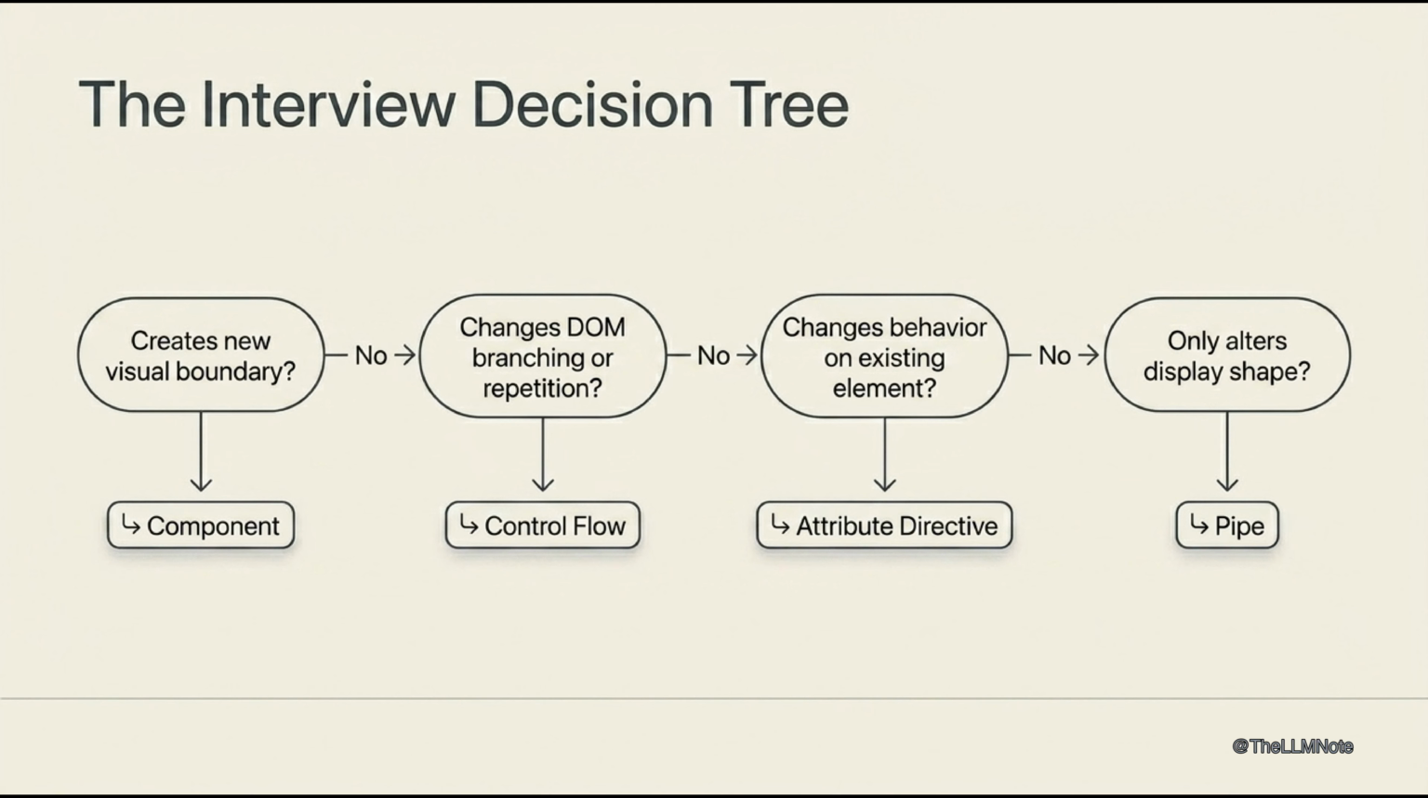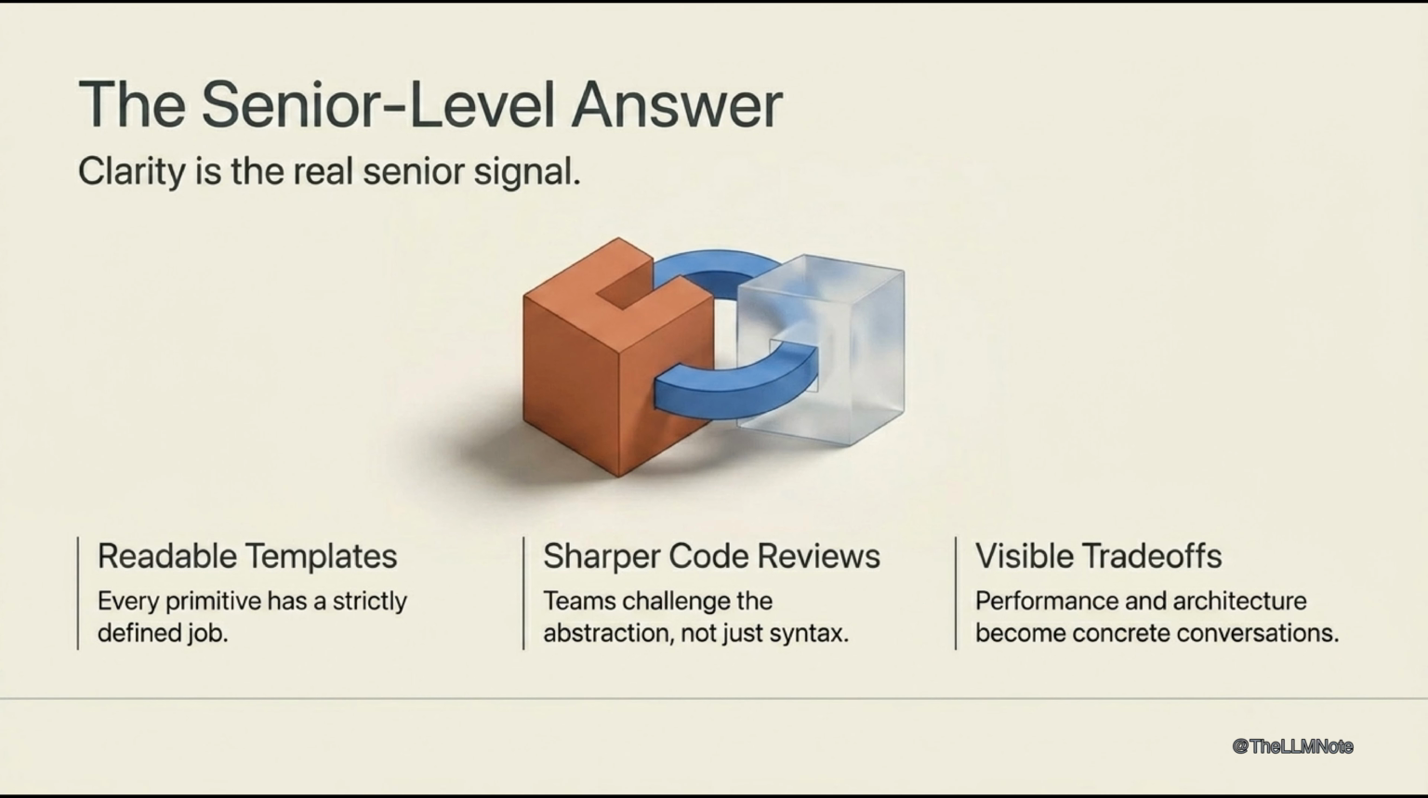So what's the real problem? Let's talk about the senior level answer. The impact is architectural calm. Templates become readable because every primitive has a job. Reviews become sharper because the team can challenge the abstraction. Performance conversations become concrete because trade-offs are visible. Impure pipes and repeated directives are no longer hidden. Overbuilt components are now clear choices in the code.